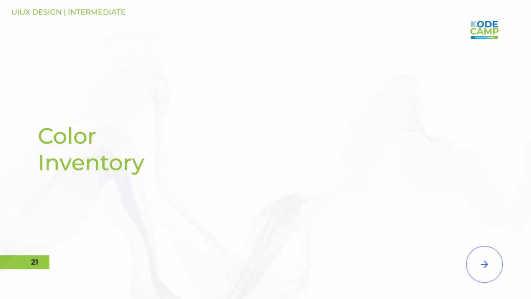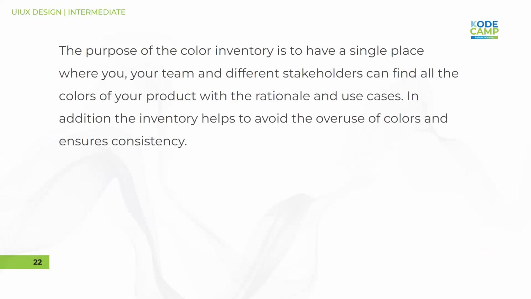Okay, so let's look at color inventory. When we say color inventory, what do we actually mean? The purpose of color inventory is to have a single place where you, your team and different stakeholders can find all the colors of your product with the rationale and use cases. Inventory also helps to avoid the overuse of color, and it helps to ensure consistency.